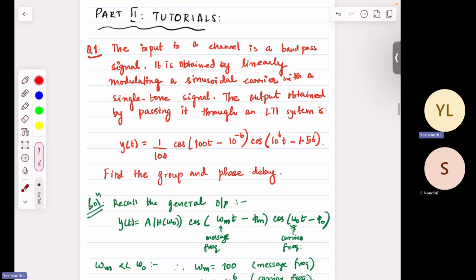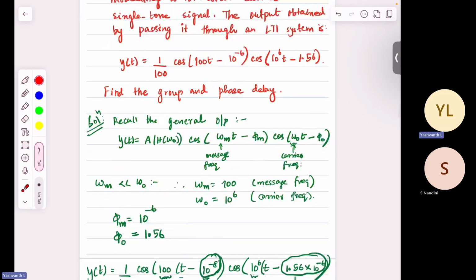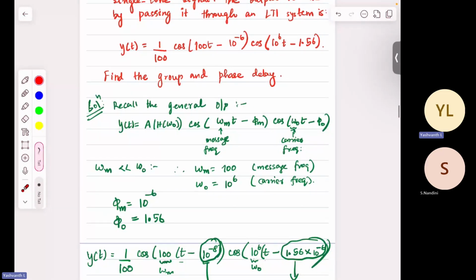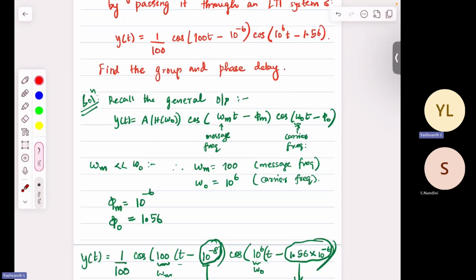So what you need to do, first write down the general expression for the output when you pass a modulated cos signal as an input. So the general expression is y of t equal to a mod h omega naught into cos omega m t minus phi m into cos omega naught t minus phi naught. So omega m is nothing but the message frequency, and omega naught is the carrier frequency. And what we also know is that omega m is much smaller than omega naught.